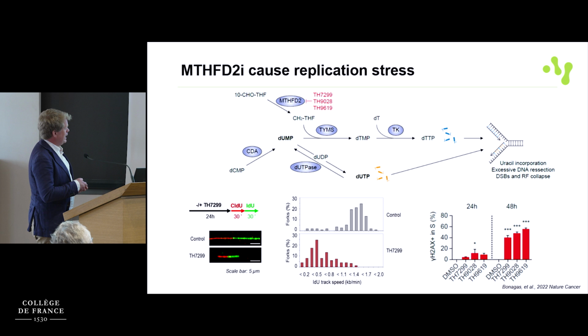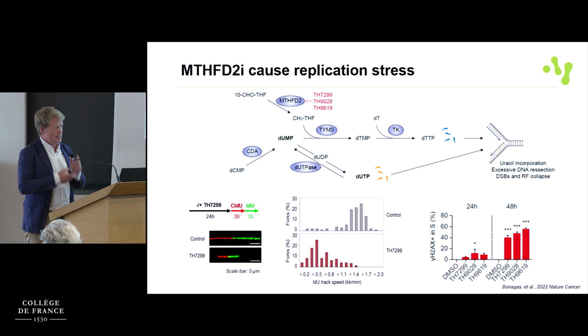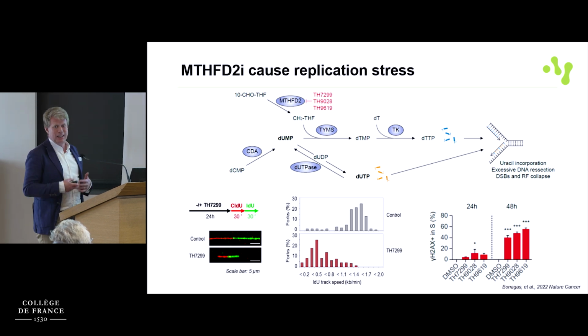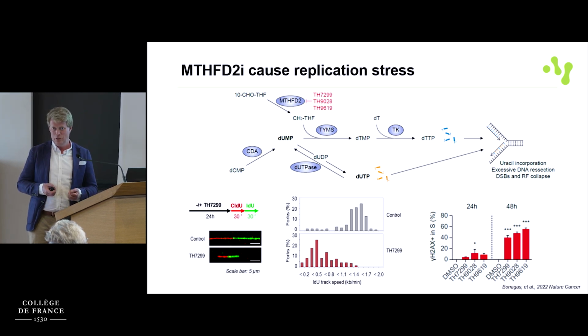So you can see that now, with the inhibitors, we slow down the replication forks, and we get this gamma H2AX specifically in S-phase cells. We get this replication stress. This is great. And then you make these kind of models on how you think the compounds work, and those models are typically always incorrect.